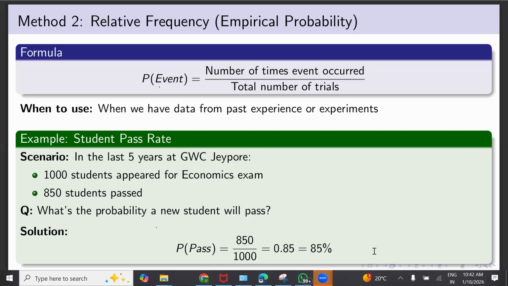Okay, so probability of pass is 850 divided by 1000, right? So it will be 0.85, which is 85%.